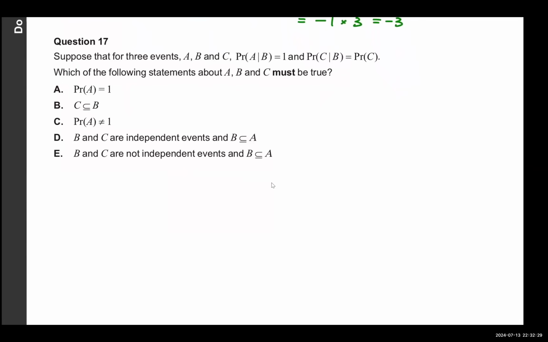Question 17. Suppose that for three events, A, B, and C, probability A given B is 1, and the probability C given B equals probability C. Which one of the following statements about A, B, C must be true? Well, firstly, whenever you see this sort of statement, you will conclude B and C are independent of each other.